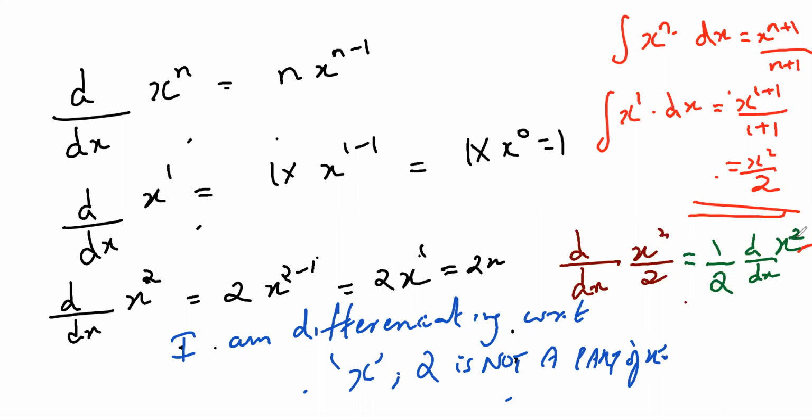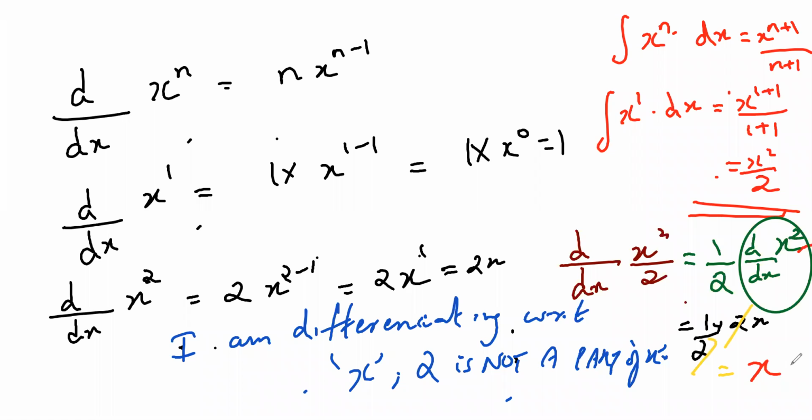And just now I told you d by dx of x square, we already did it here. It is 2x. So instead of writing the entire thing, d by dx of x square I'll substitute as 2x. So which means 1 by 2 into 2x. Correct. So I can cancel this 2 and this 2, and I'll get the answer as x itself.